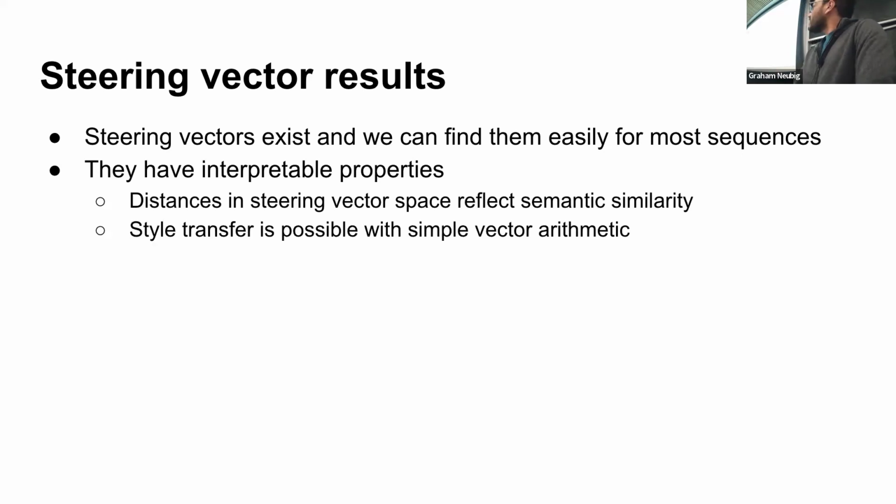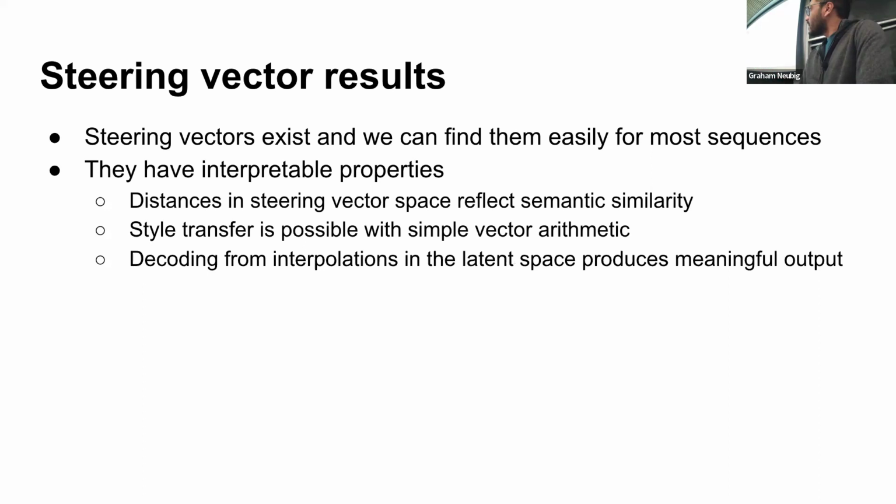Style transfer is possible with simple vector arithmetic. So it'd be nice to say that I have a sequence, I want to subtract negativity and add positivity for sentiment or other sorts of styles. We can do this, and we can do this reasonably well in steering vector space. We can also decode from interpolations in the latent space. So you take two steering vectors for two sequences, you linearly interpolate between them, and you decode. If the space is kind of weirdly peaky, then you would have issues, and what you would generate is garbage. And there's no guarantee that the space should be reasonable in between them, but it turns out it is.